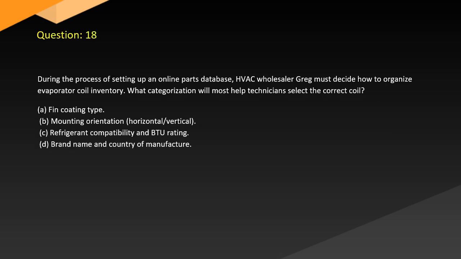Question 18. During the process of setting up an online parts database, HVAC wholesaler Greg must decide how to organize evaporator coil inventory. What categorization will most help technicians select the correct coil? A. Coating type. B. Mounting orientation, horizontal, vertical. C. Refrigerant compatibility and BTU rating. D. Brand name and country of manufacture.